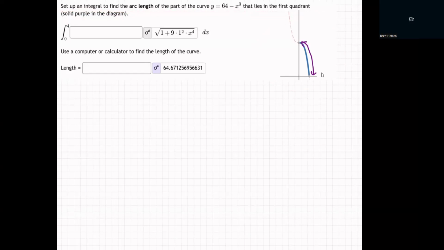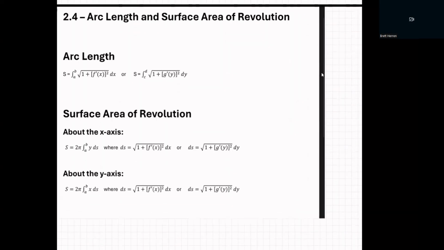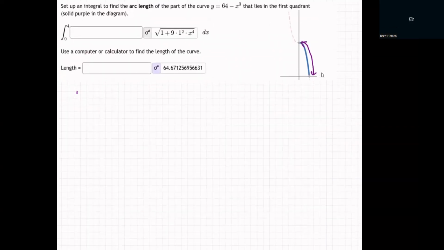Well, how are we going to do this? We're going to go to the notes that are on the home page, and here is the arc length formula. I'm going to use that. So let's write that down. The S, which stands for arc length for whatever reason, is the integral from A to B of the square root of 1 plus f prime of x squared dx.